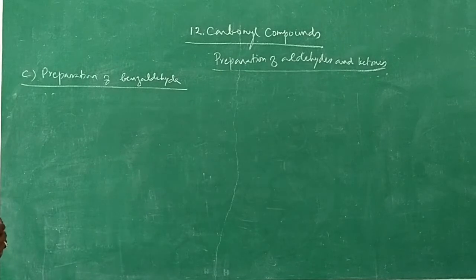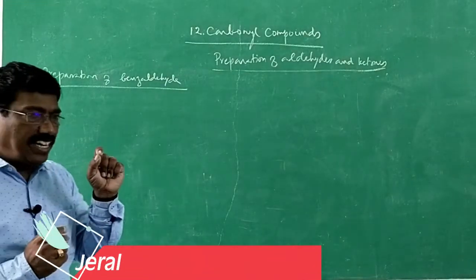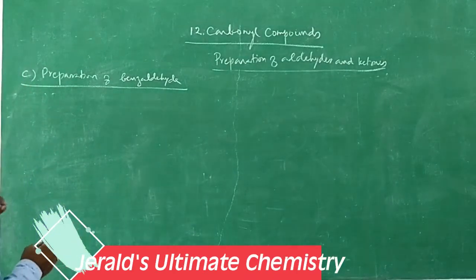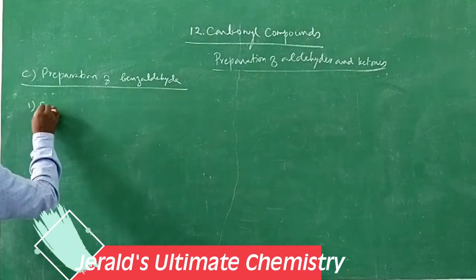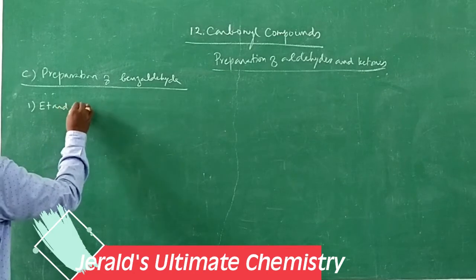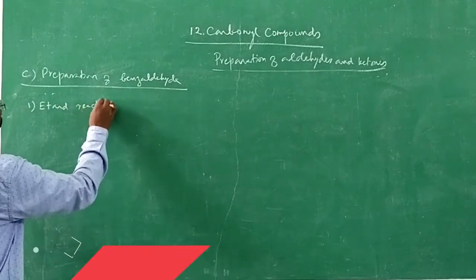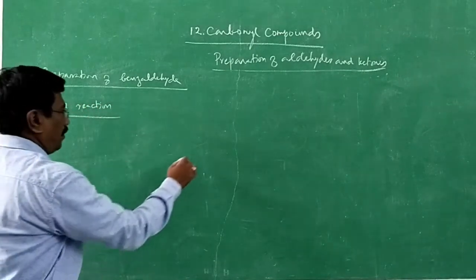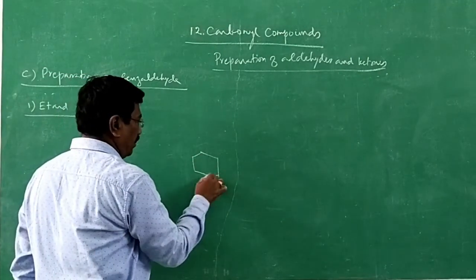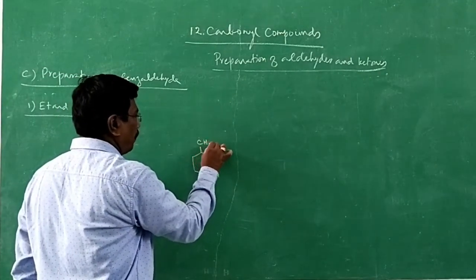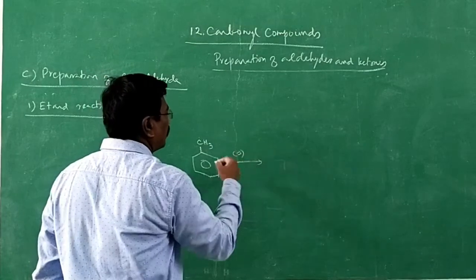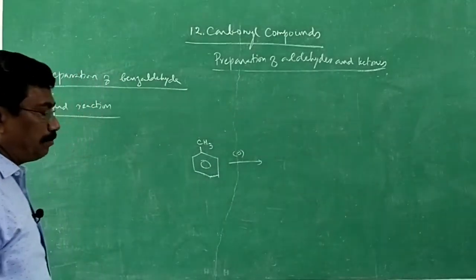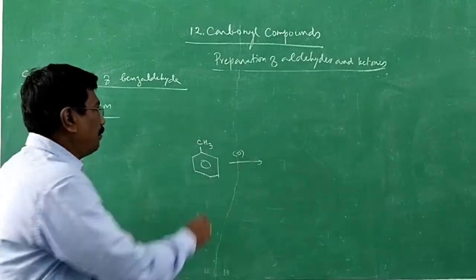It is nothing but oxidation of side chain in the benzene ring. First reaction, Etard reaction. What is it? Usually, when benzene with the substituent methyl is oxidized using strong oxidizing agents, acidified potassium permanganate, that part will become acid.